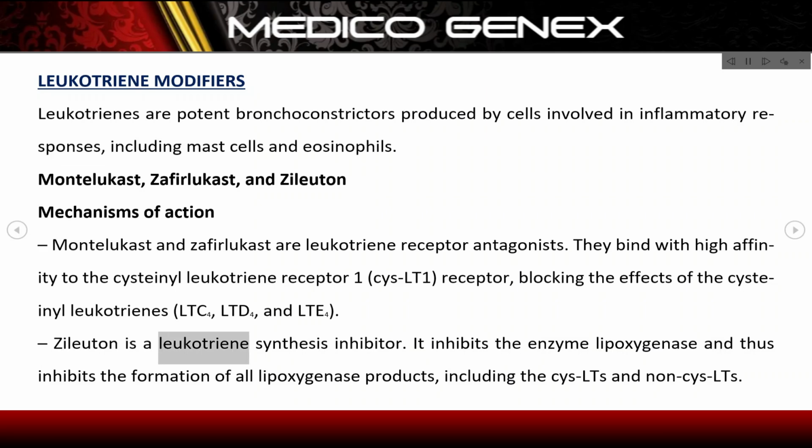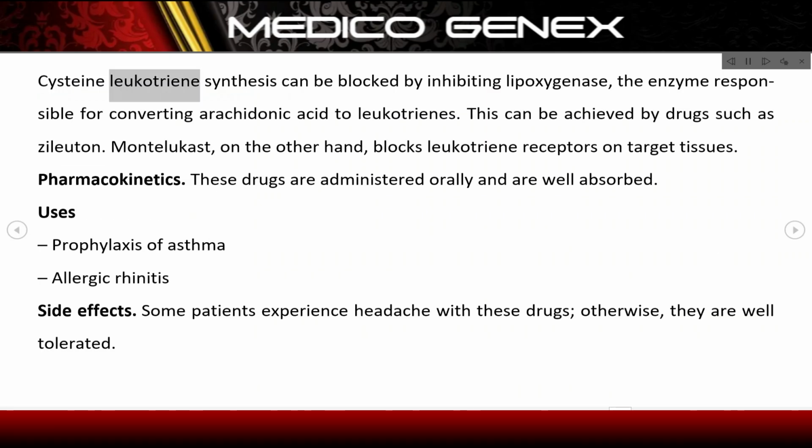Zileuton is a leukotriene synthesis inhibitor. It inhibits the enzyme lipoxygenase and thus inhibits the formation of all lipoxygenase products, including the Cys-LTs and non-Cys-LTs. Cysteinyl leukotriene synthesis can be blocked by inhibiting lipoxygenase, the enzyme responsible for converting arachidonic acid to leukotrienes. This can be achieved by drugs such as zileuton. Montelukast, on the other hand, blocks leukotriene receptors on target tissues.